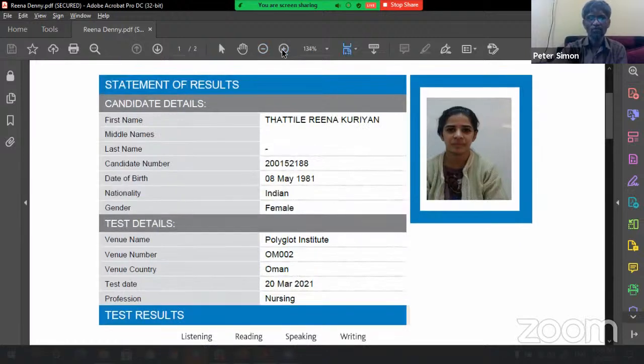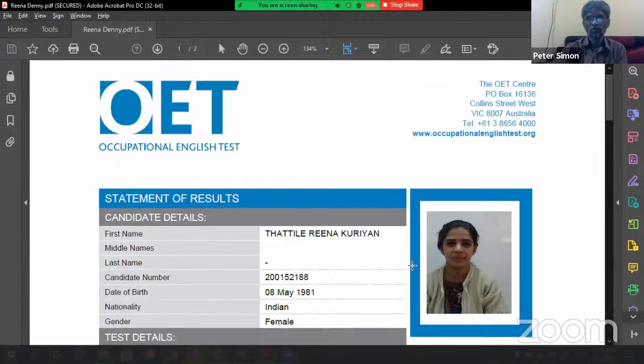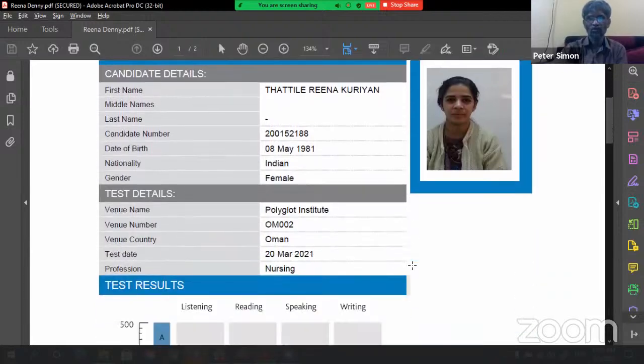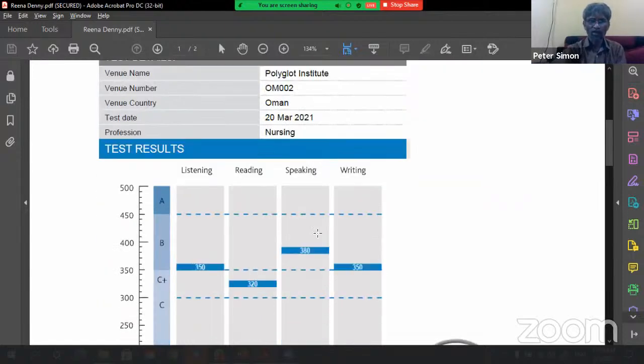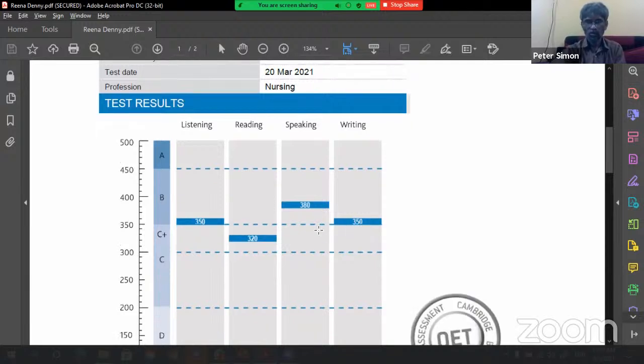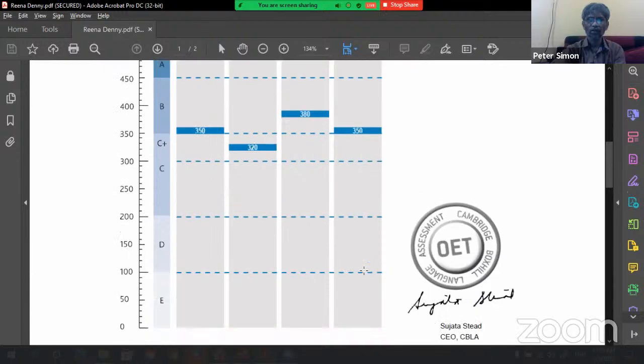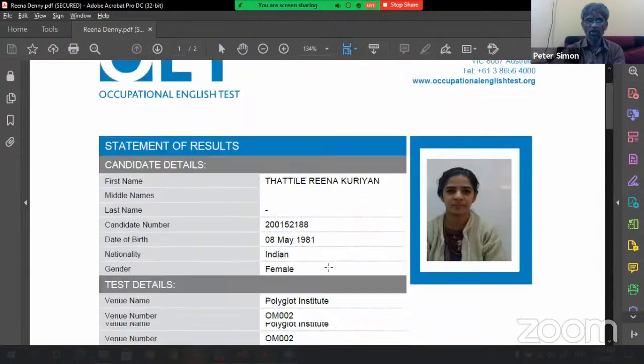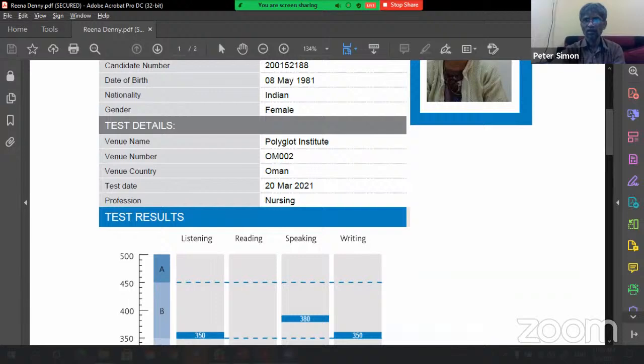She very happily said, sir, I passed, sir. I forgot to tell you, I'm sending you now. She wrote the exam on 20th March, and she got the result. She got reading 320, listening 350, speaking 380, and writing 350. She sent it this morning only. She said, thank you very much, sir.